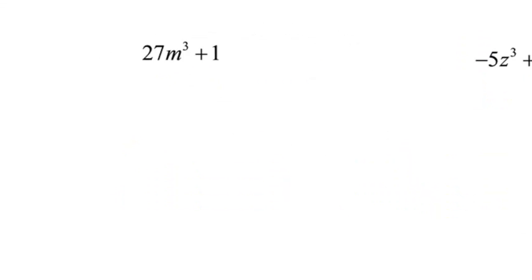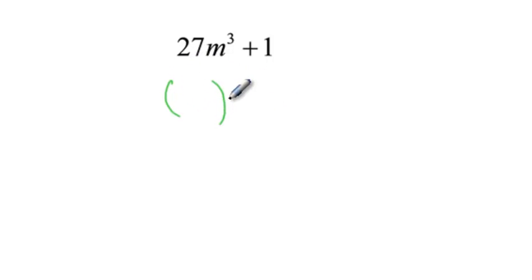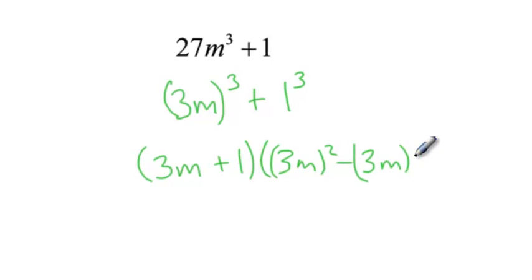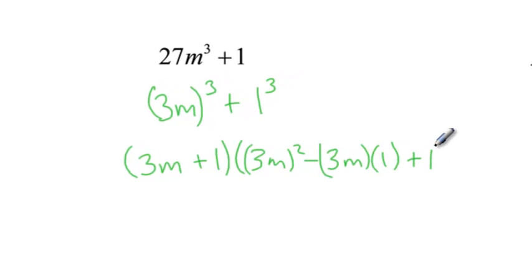Now we're going to get a little bit trickier, because here we have 27m cubed plus 1. Well, 27m cubed doesn't look like what we've been working with. So what we're going to do is write it out as something cubed plus 1 cubed. Well, what cubed is 27? 3. What cubed is m cubed? m. So now 3m is like a, 1 is like b. And so my problem is going to turn out to be 3m plus 1, then 3m quantity squared minus 3m times 1 plus 1 squared.